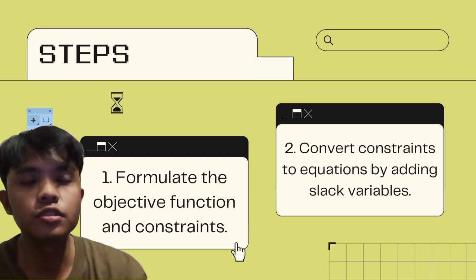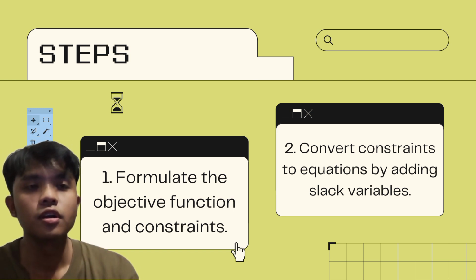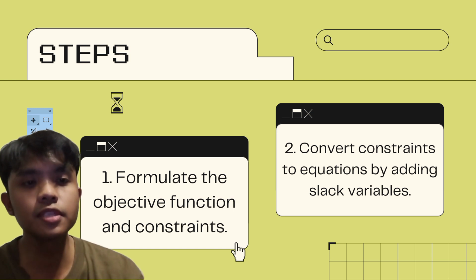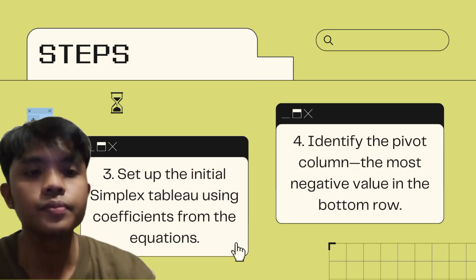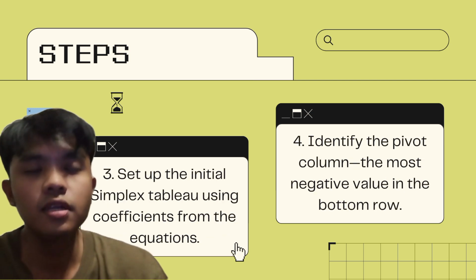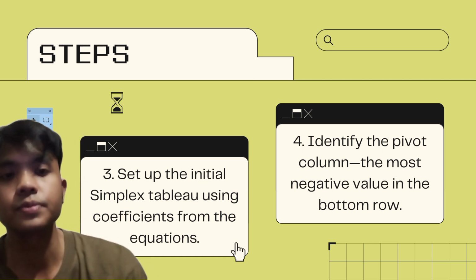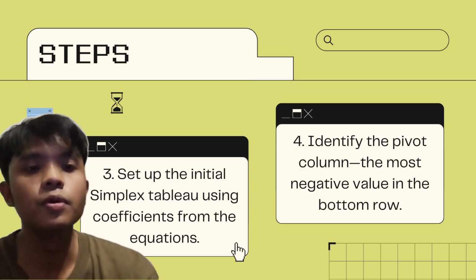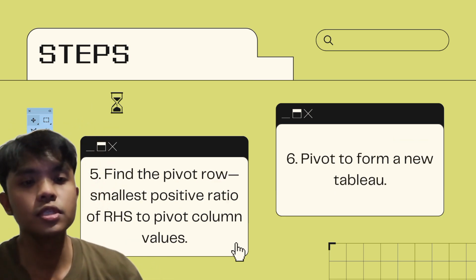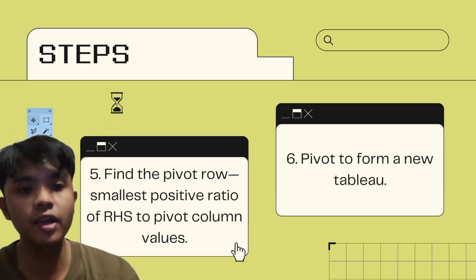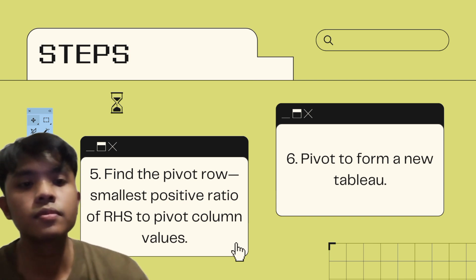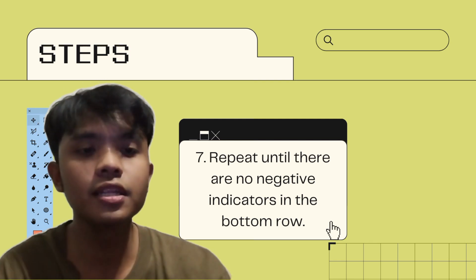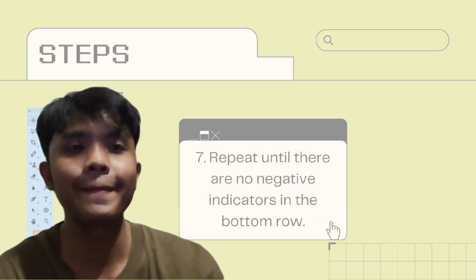Here are the basic steps to solve the Simplex method. First, formulate the objective function and constraints. Second, convert constraints to equations by adding slack variables. Third, set up the initial simplex table using coefficients from the equations. Fourth, identify the pivot column, the most negative value in the bottom row. Fifth, find the pivot row, the smallest positive ratio of RHS to pivot column values. Sixth, pivot to form a new table. And last, repeat until there are no negative indicators in the bottom row.